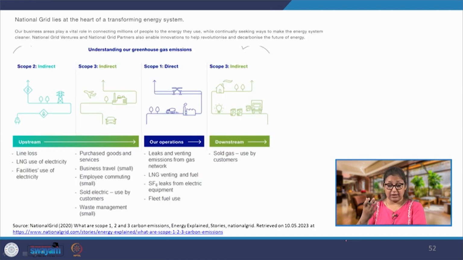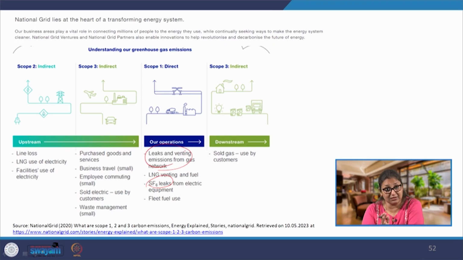Then for different organizations we also have certain examples. For example, National Grid, this is what they have done, understanding upstream and downstream, and also during the operations. For an organization like National Grid, they are talking about gas leaks, which we have talked about as fugitive emissions when we were talking about direct emissions. We also discussed why it is important to control them. So, they are talking about the leaks in their systems, which might be significant.